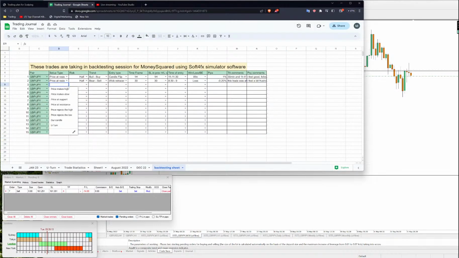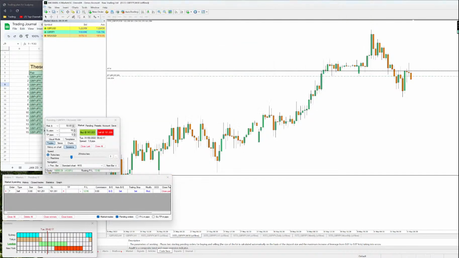So price rejects the high. Half risk technically is bear sell. Break the low, 30-minute current candle, stop loss 9:30. I enter the trade and then we get to see if we get a break. Oh, nice.